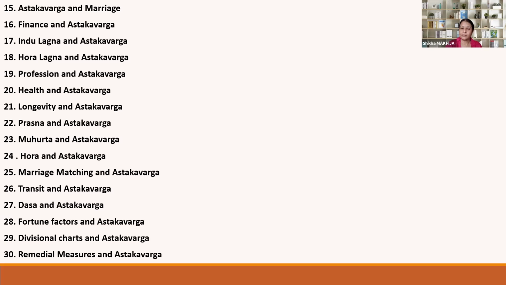What else? Divisional horoscope. This is not only applied to one Rasi Varga. You can apply this to all Vargas. So how to apply it for divisions, you can see there. Then remedial measures. Remedial measures become easier and simpler if you know the Ashtavarga pattern. So we'll be going through these contents.